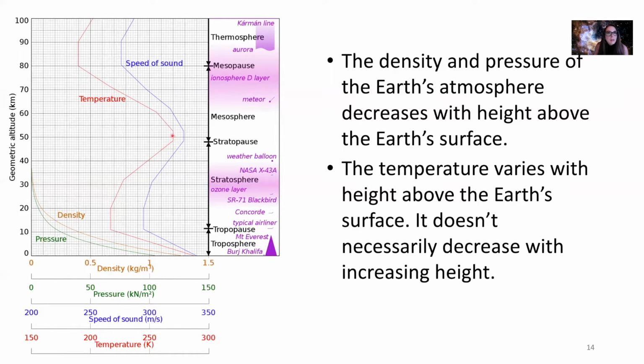And then we reach the mesosphere, which is where the meteors are mostly coming through and breaking apart. Temperature decreases again. And then we're coming up toward the thermosphere, reaching near the Kármán line. And then the temperature shifts again.